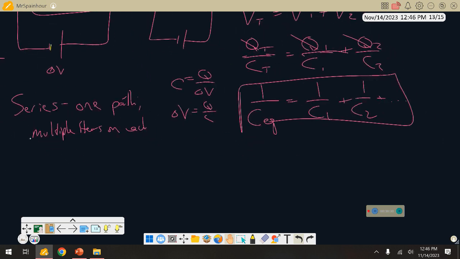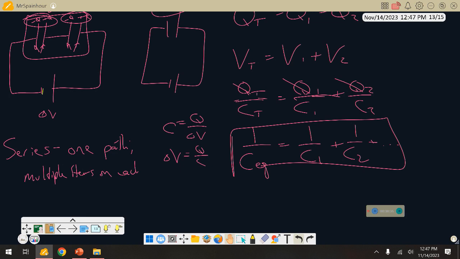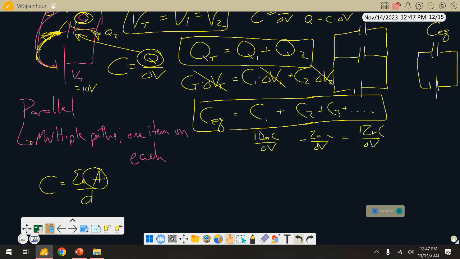All right, here's the general rule. Capacitance in series will decrease. Or in other words, an equivalent capacitor is always smaller than the smallest individual capacitor. The equivalent capacitance is always smaller than the smallest capacitor. And if you go back a slide, the opposite is true over here. In parallel, the equivalent capacitance is always greater than the largest.